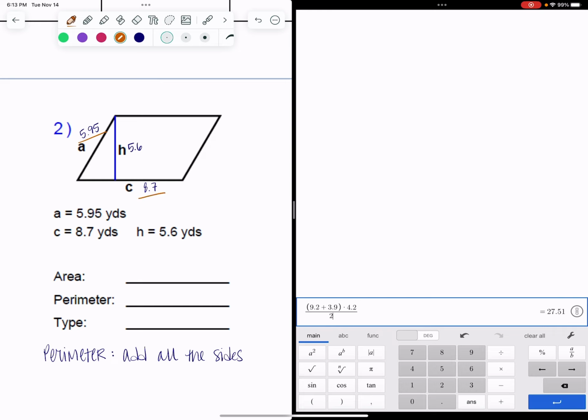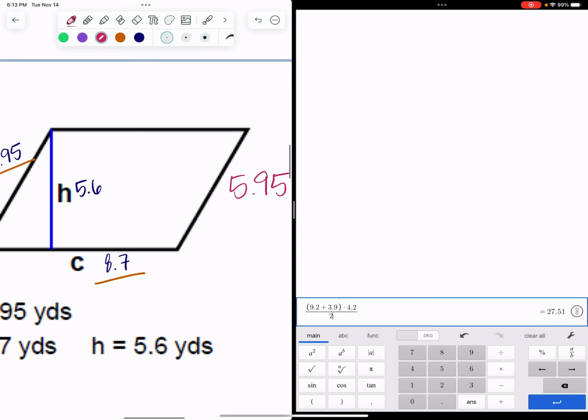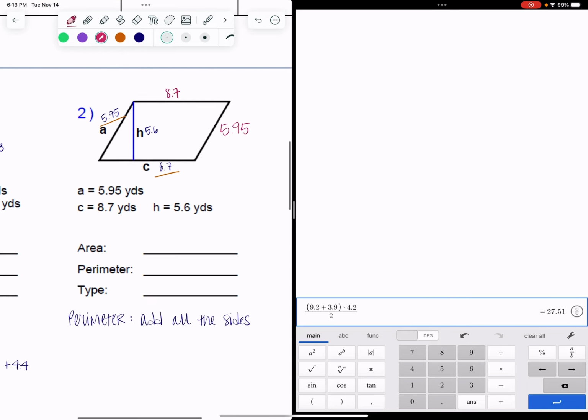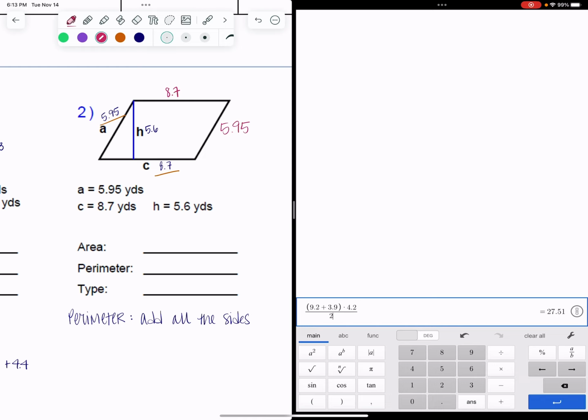Wait, what was that? Are you sure? So you're telling me that since I know the 5.95, I know that this piece is 5.95 also? And since the bottom is 8.7, I know the top is also 8.7? Look at you listening and mathing. That is absolutely correct. The ends are the same and the top and the bottom are the same.